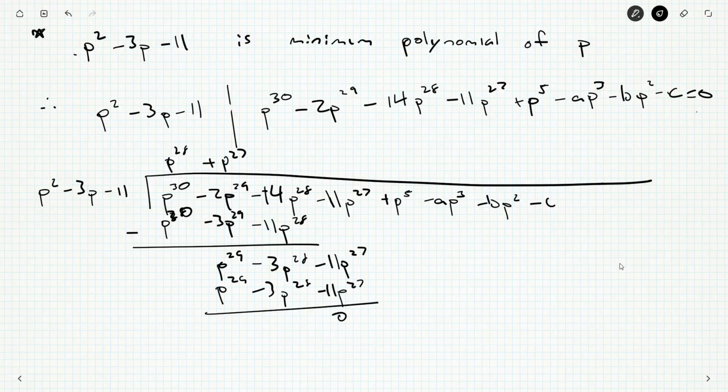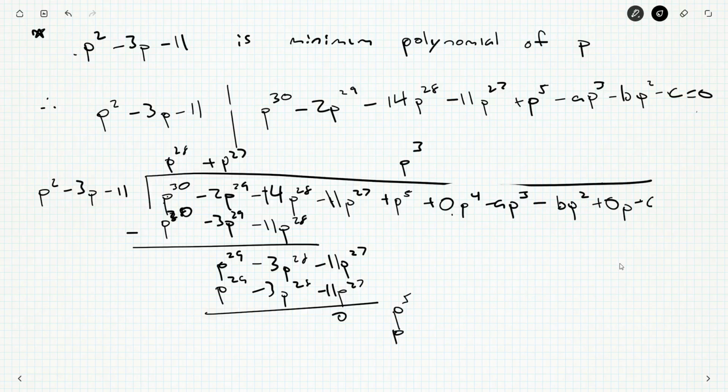So we stop there. And so we can ignore that first half. Right now we've got the observation that, oh, the first half is already equal to 0. So now p squared divides into p to the 5, p to the 3 times, and then p cubed times, I guess technically we need to have plus 0 p to the 4 minus a p to the 3 minus b p squared plus 0 p minus c. There, we've got everything covered.